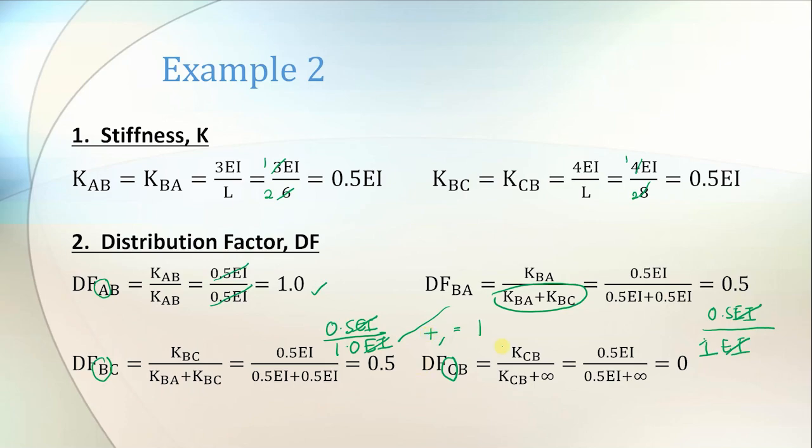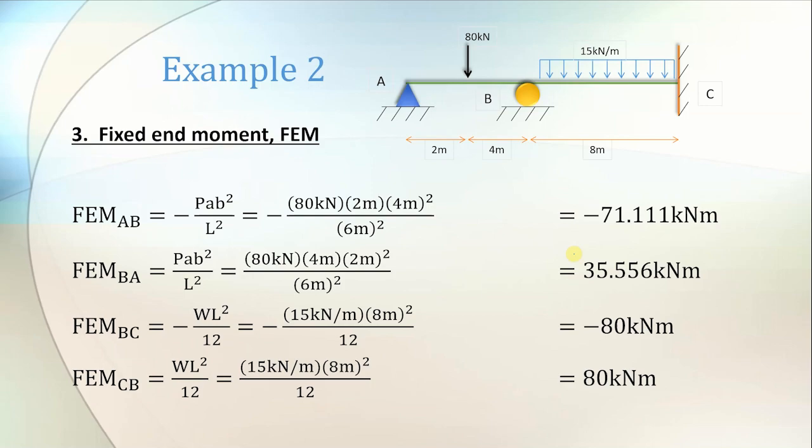And for fixed end support, the distribution factor must be 0. Dia punya far end, if let's say there is a fixed support, the distribution factor will be 0. For fixed end moment, we need to, as usual kita kena assume dulu the direction of the moment, whether it is counterclockwise or clockwise. The way we assume memang sama for every support, doesn't matter support apa sekalipun, at the far end or in the middle, you must assume like this.